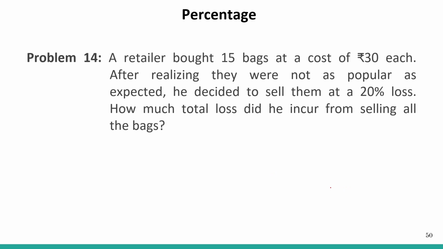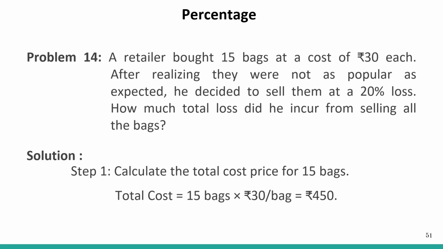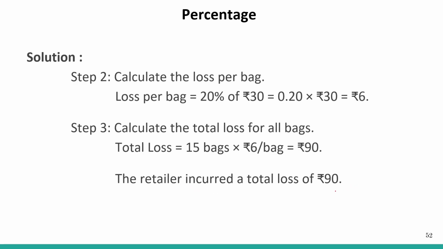Let's see problem number 14. A retailer bought 15 bags at a cost of 30 rupees each. After realizing they were not as popular as expected, he decided to sell them at a 20% loss. How much total loss did he incur from selling all the bags? Calculating the total cost price for 15 bags: total cost is equal to 15 bags into 30 rupees per bag, that is 450 rupees. Calculate the loss per bag. Loss per bag is equal to 20% of 30, 0.20 into 30, which is equal to 6. So 6 is the answer.